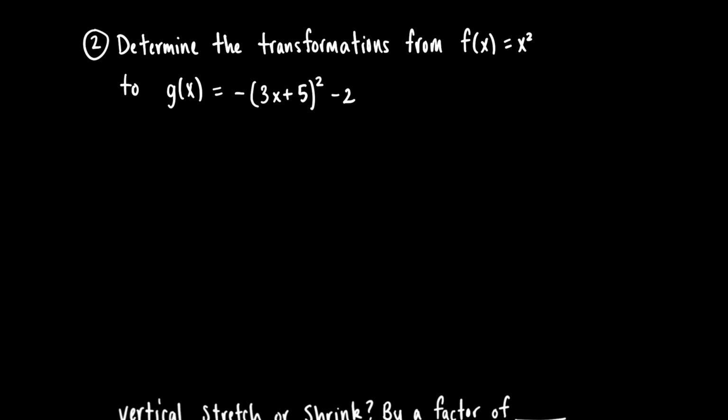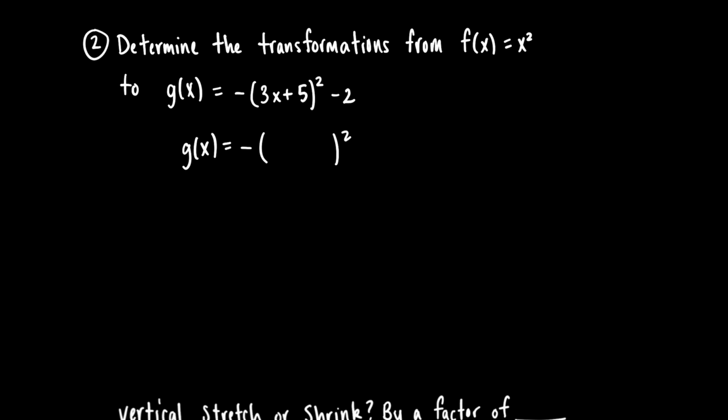So let's look at another example here. Determine the transformations from f of x equals x squared to g of x equals negative (3x plus 5) squared minus 2. So let's do it. So g of x here is going to be equal to negative, and we're going to do the same thing we did last time.